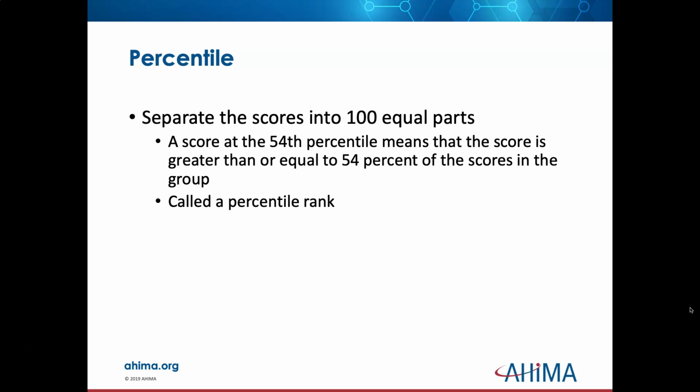Percentile separates scores into 100 equal parts. So a score at the 54th percentile means that the score is greater than or equal to 54% of the scores in the group. This is called a percentile rank or percentile ranking. Again, all this comes down to definitions. So this week, you're going to be studying definitions for a big part of this because you won't be able to run the numbers without those definitions.